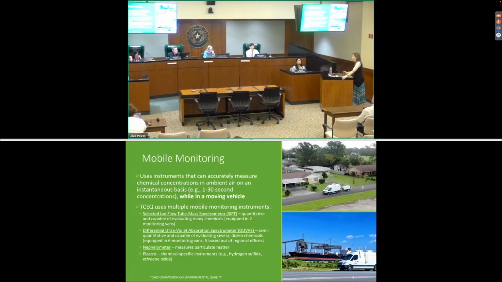So you heard a lot about the mobile monitoring instruments. The key factor that I want to emphasize is that these instruments, when they're in motion, produce what we would call instantaneous concentrations, which is really a concentration that is 1 to 30 seconds long.